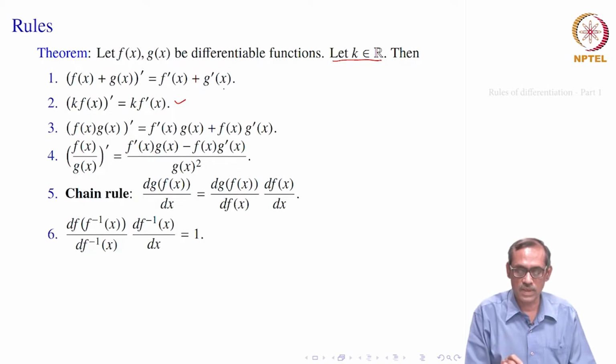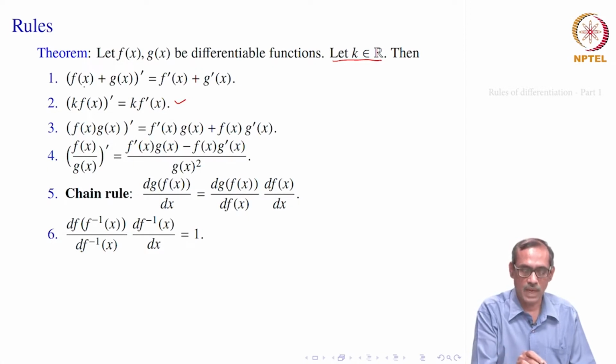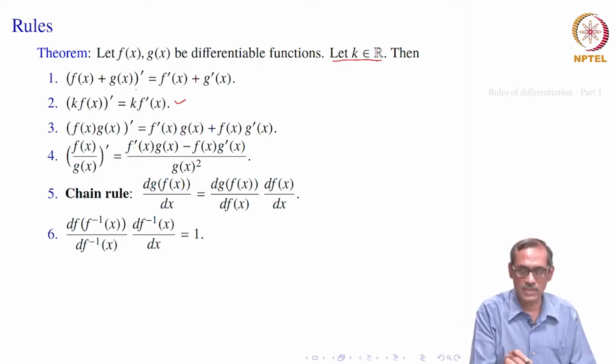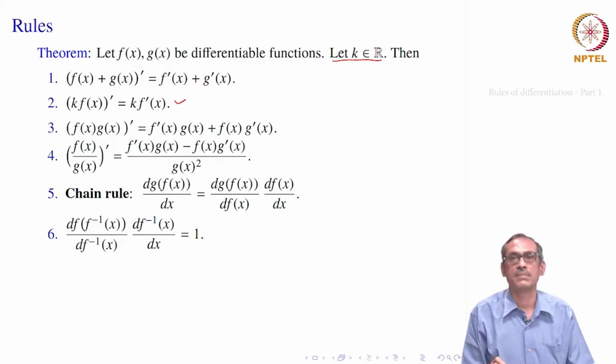That is not difficult to see, because you know the algebra of limits. Once you take the increment in f x plus g x, it will be in the form f of x plus h minus f x, and for g x, it will be g of x plus h minus g x. So, f of x plus h plus g of x plus h minus f x minus g x. When you divide by h and take the limit, because of the algebra of limits, it will be equal to f prime x plus g prime x.